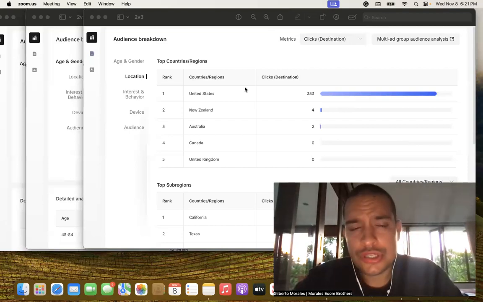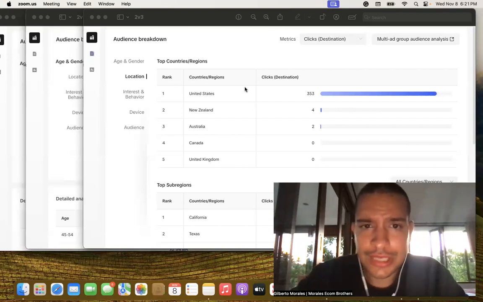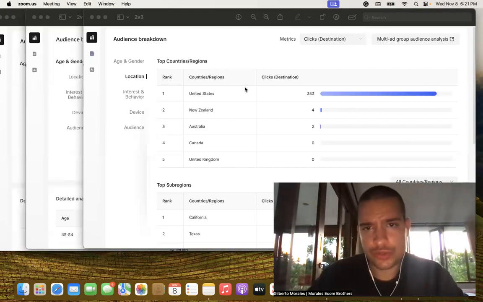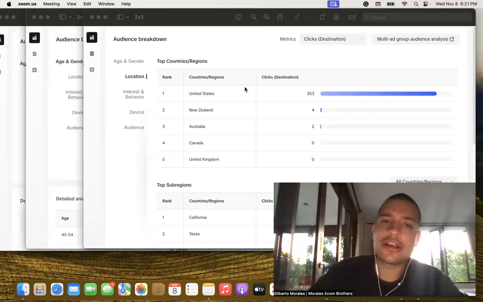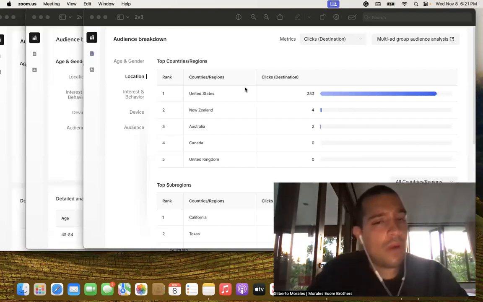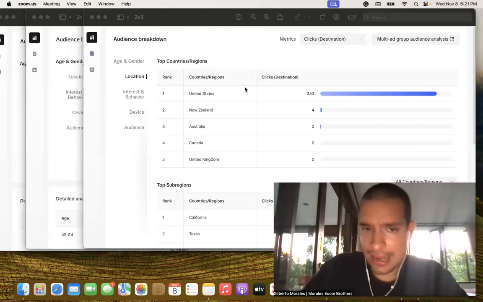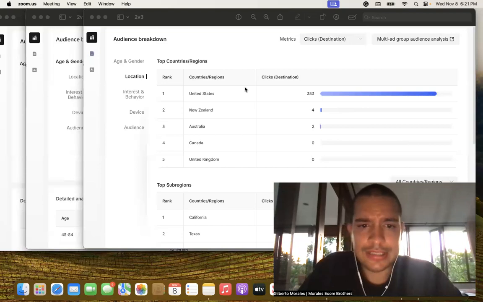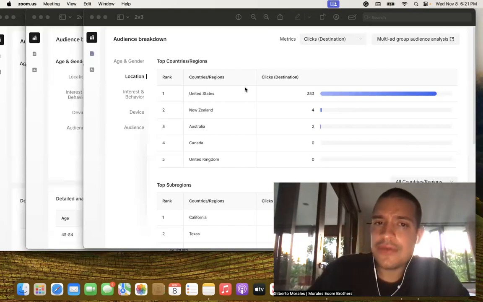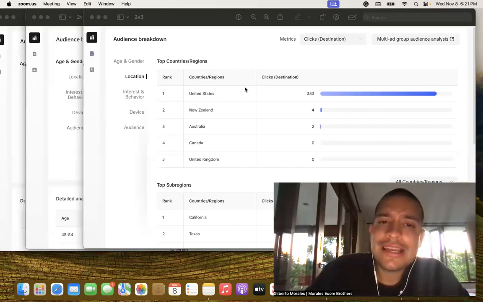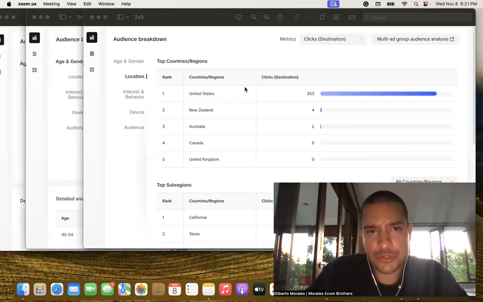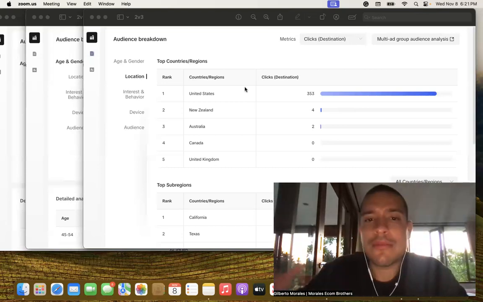location, then what you should do next time you create another campaign is focus on those countries that give you the most sales. So let's say you run a product and United States and Australia are giving you the most sales. Then why are you targeting Canada or United Kingdom or New Zealand if United States and Australia are giving you 90% of the sales? By narrowing down to only United States and Australia, you will be able to make more money.